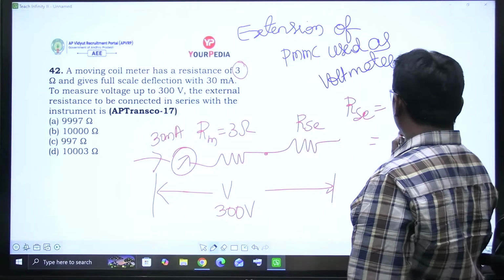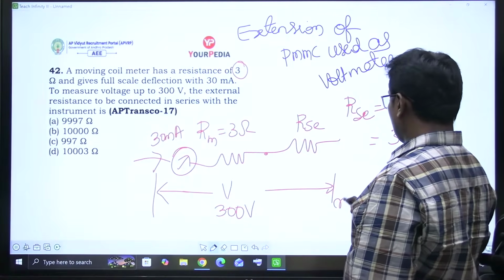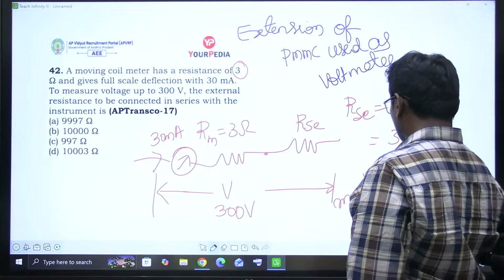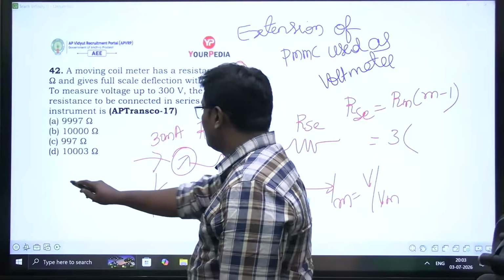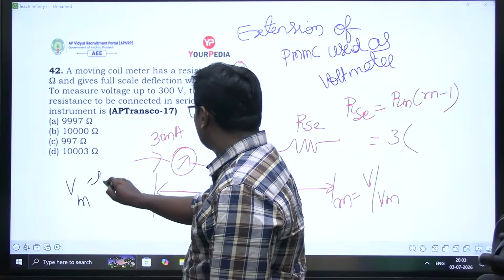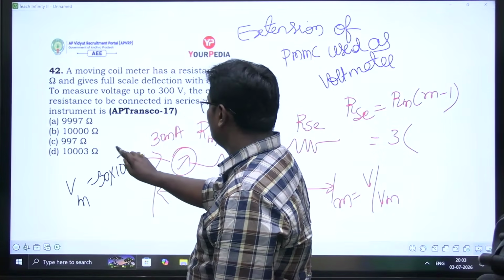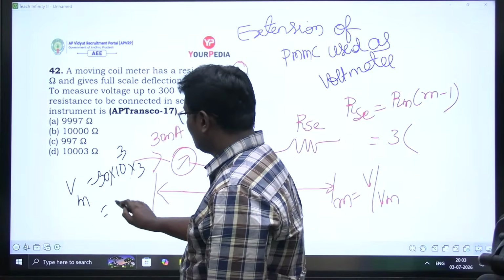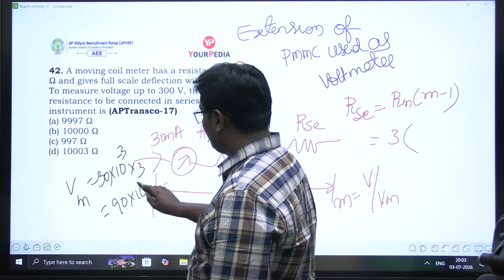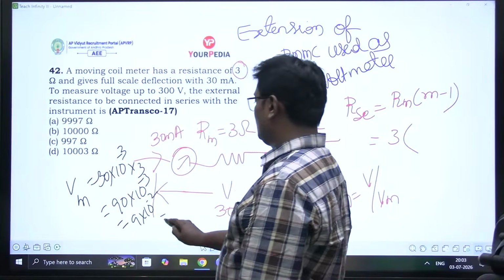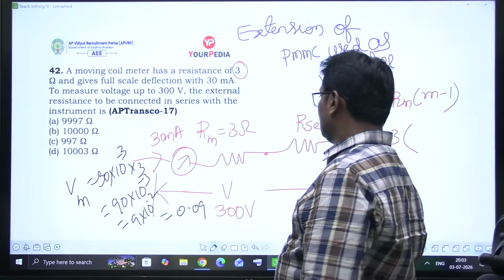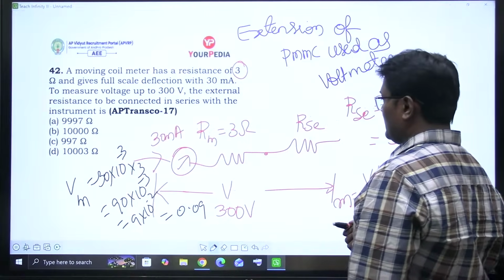So Rm is equal to 3, where m is equal to V by Vm. But in the problem Vm is not given directly. So Vm is equal to 30 milli into 3, so 90 into 10 to the power of minus 3, 9 into 10 to the power of minus 2. So 0.09. Whether it is correct or not, tell me.